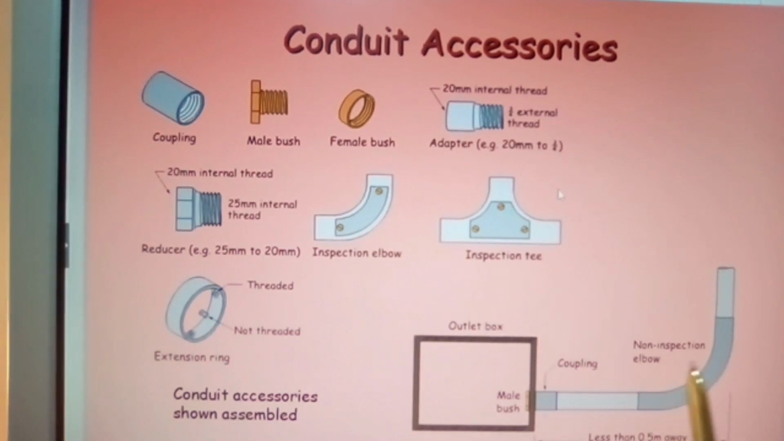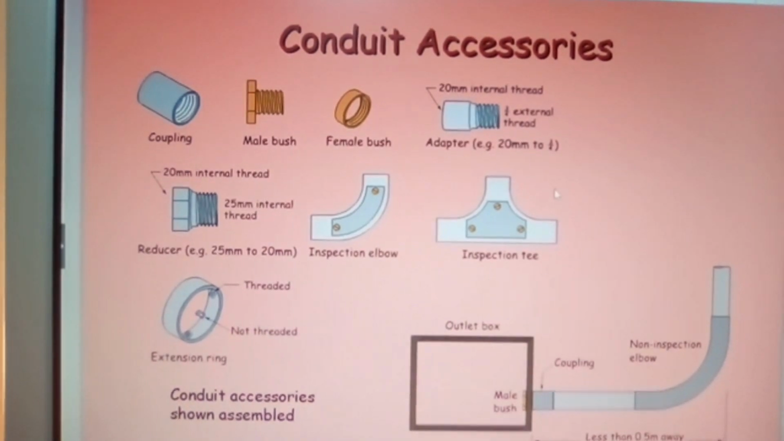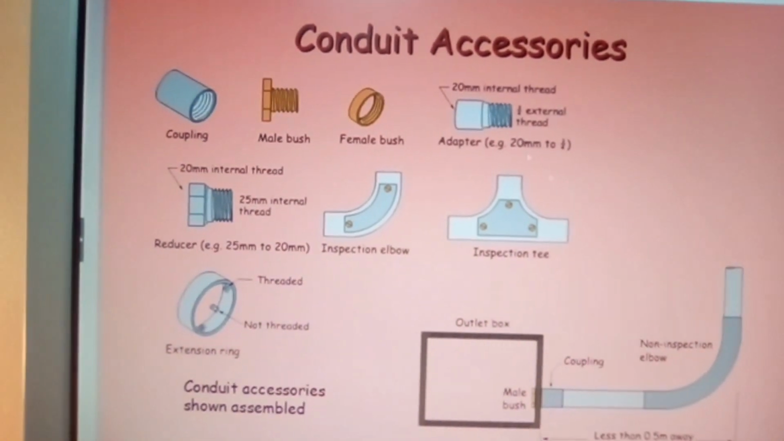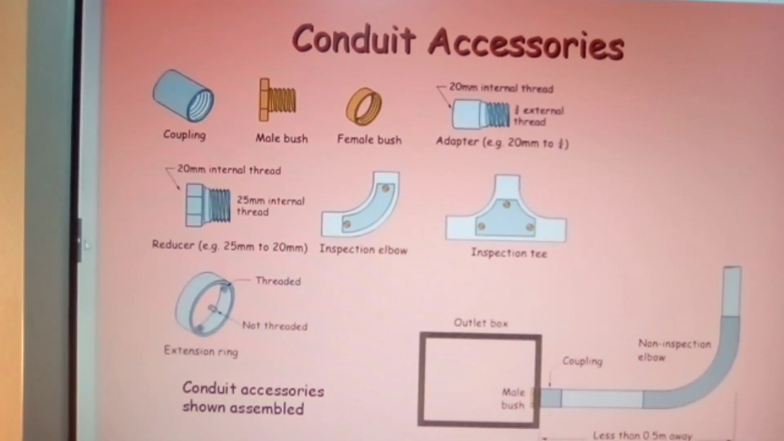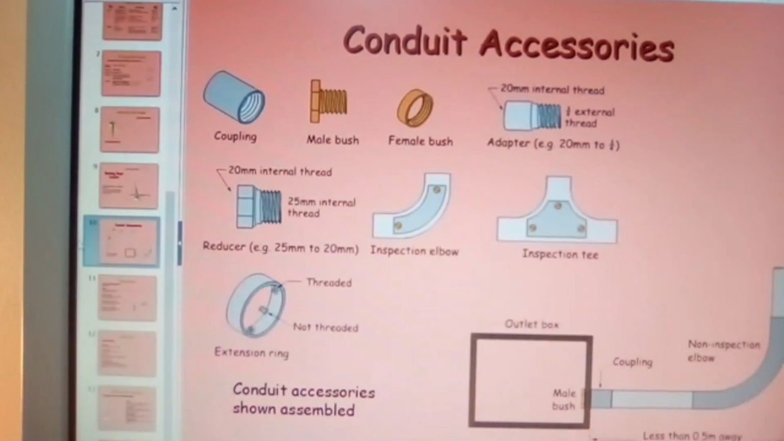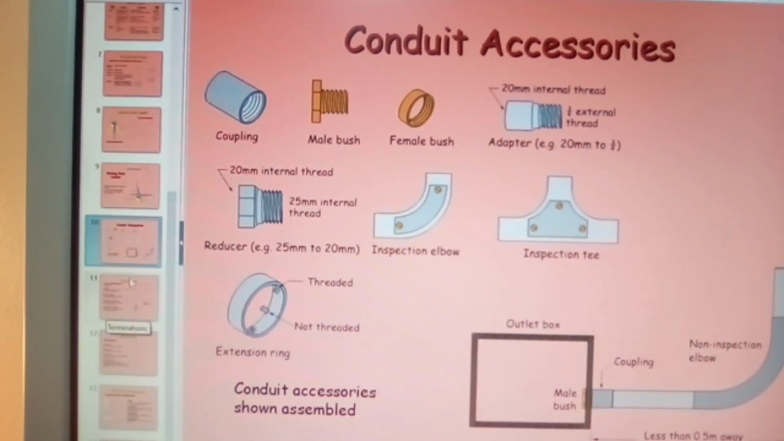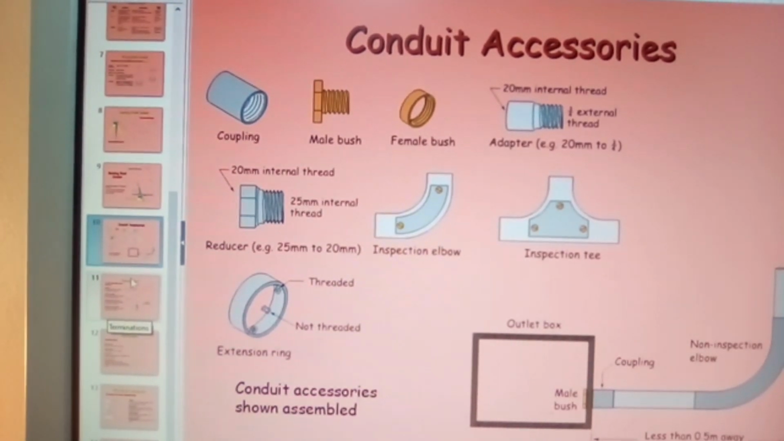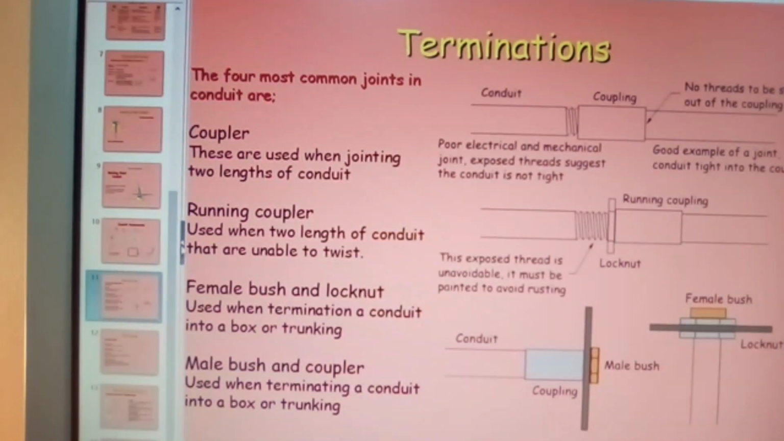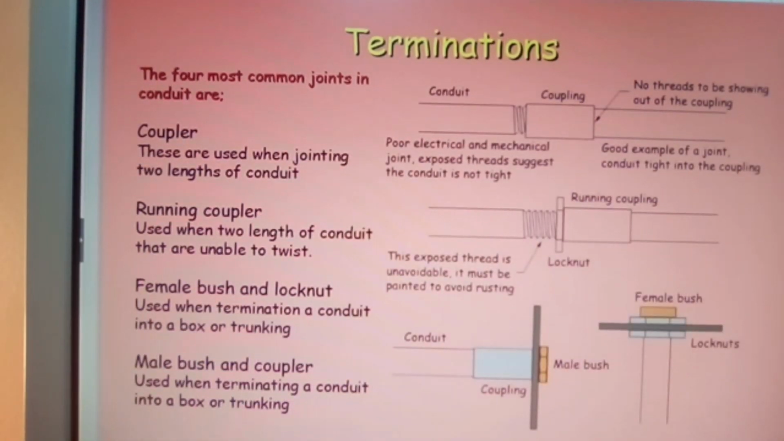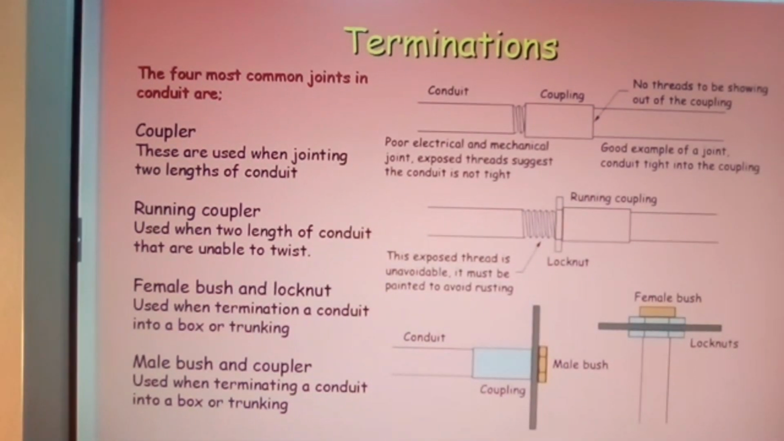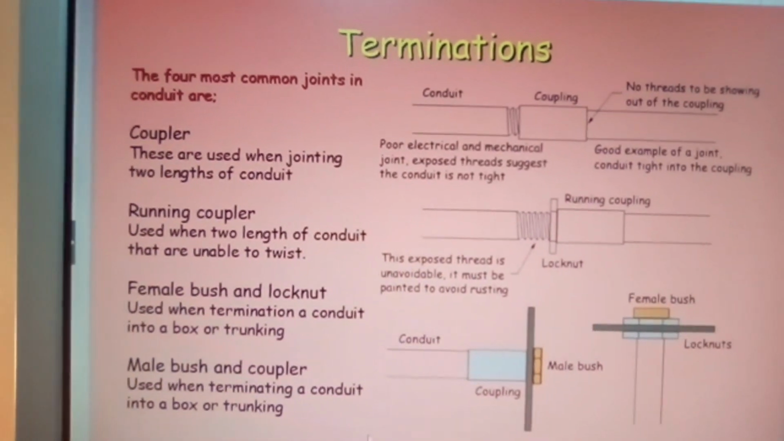Here we have a non-inspection elbow, but it is always best to put on an inspection elbow at all times. It makes the job easier, especially if you have to do repairs where you then have to pull in new cables. That inspection elbow allows you to get access to the cable work and makes your pulling in a bit easier and safer. It minimizes damage to the cable. And we're talking about conduit termination.